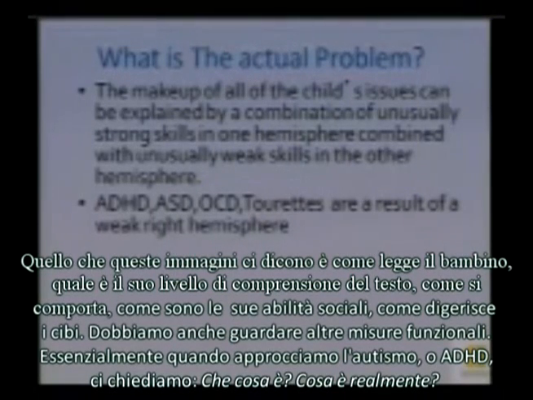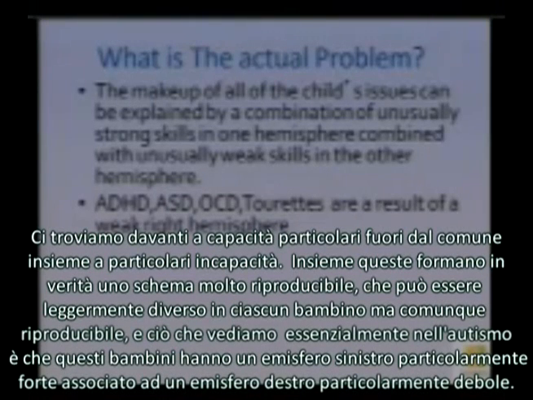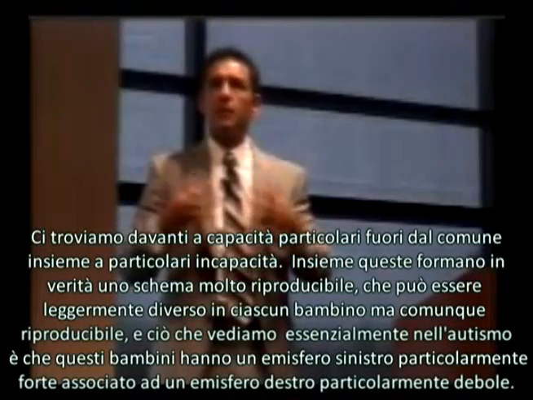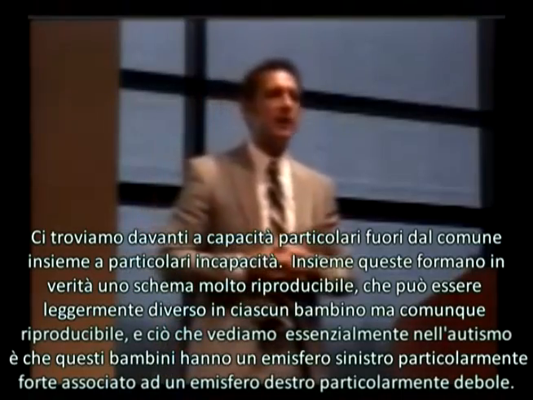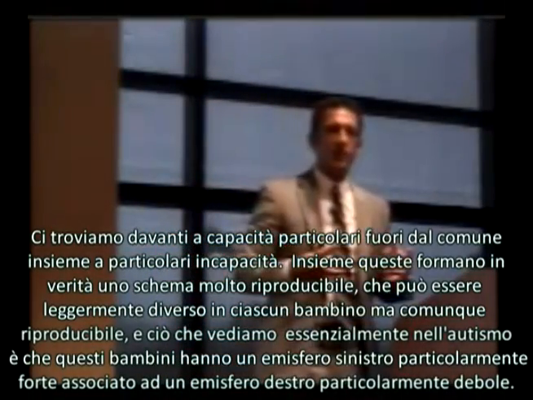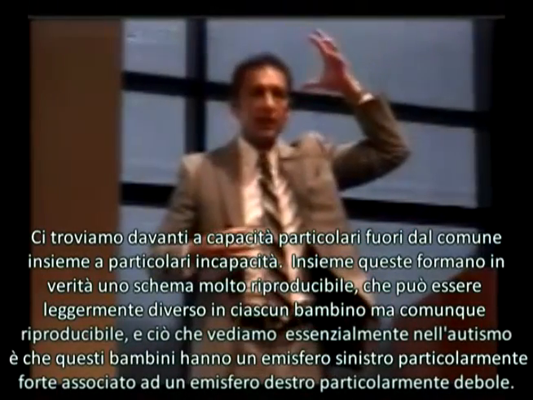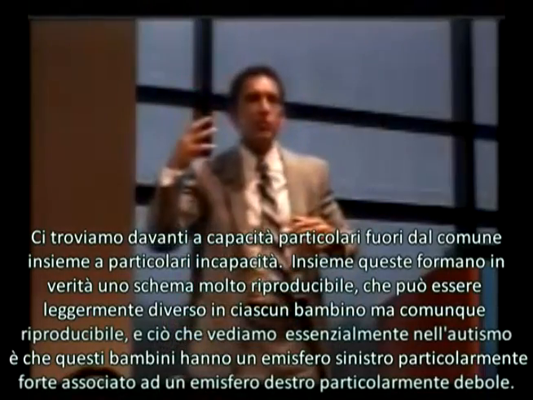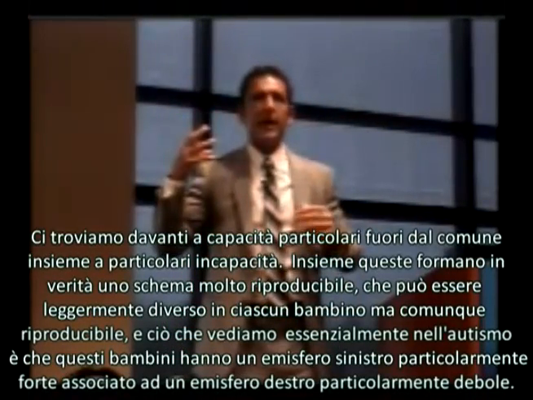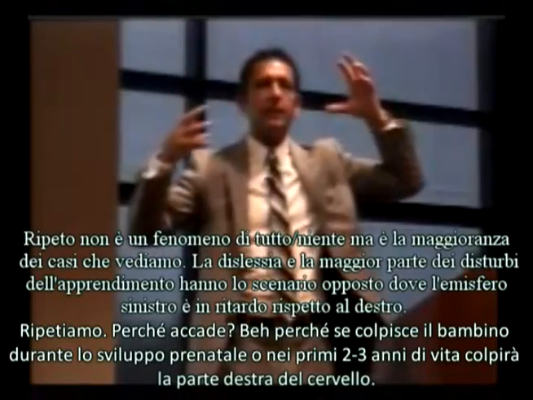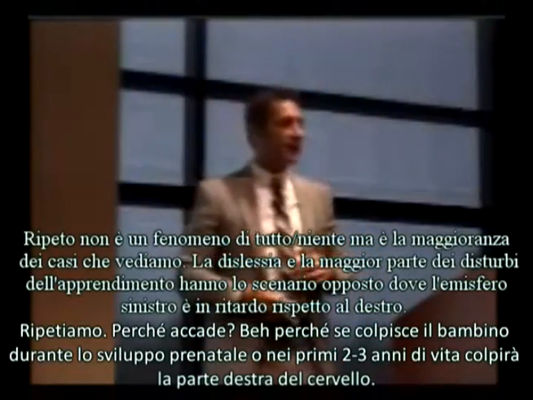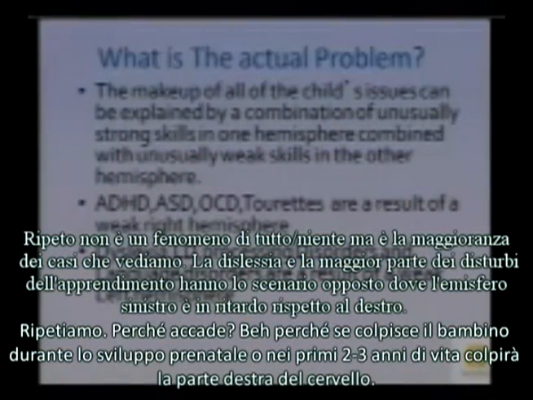What we're looking at is unusually strong skills along with unusually weak skills, and they come together to form a very reproducible pattern that may be slightly unique in all children, but is reproducible. What we see essentially in autism is that these children have unusually strong left brain skills with unusually weak right brain skills. Again, it's not all or nothing, but that is the majority of what we're seeing. Now, dyslexia and most learning disabilities is the opposite, where their left hemisphere is delayed.